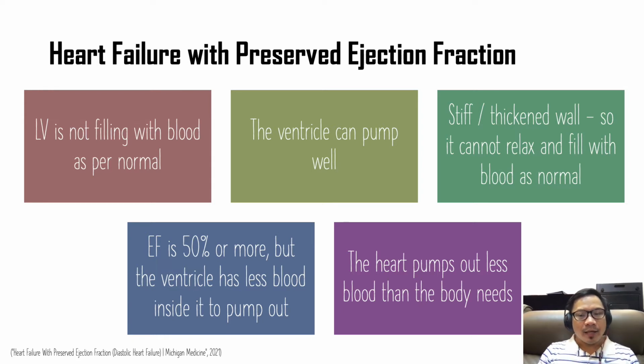HFpEF happens because the left ventricle muscle becomes too stiff or thickened. To compensate for the stiff heart muscle, your heart has to increase the pressure inside the ventricle to properly fill it. Over time, this increased filling pressure causes blood to build up inside the left atrium and eventually in the lungs, which leads to fluid congestion and the symptoms of heart failure.